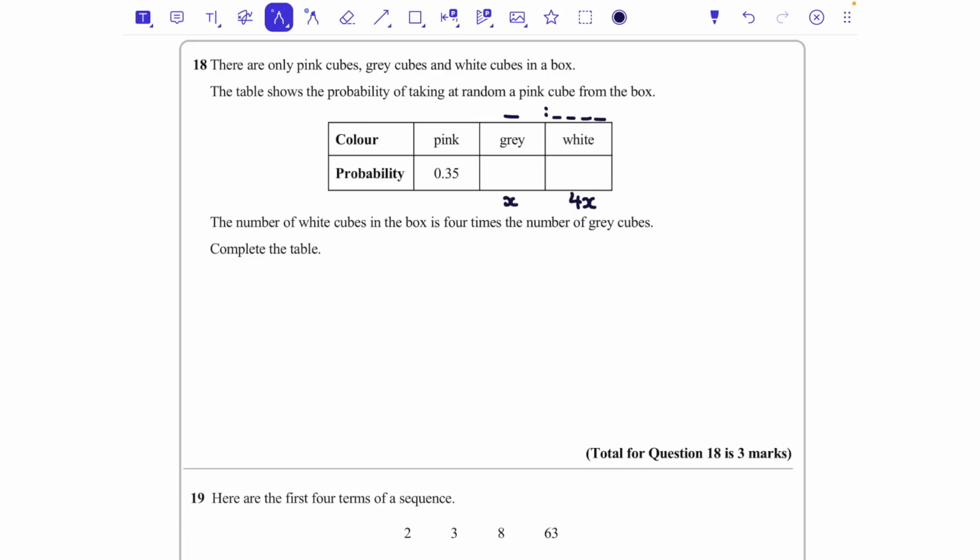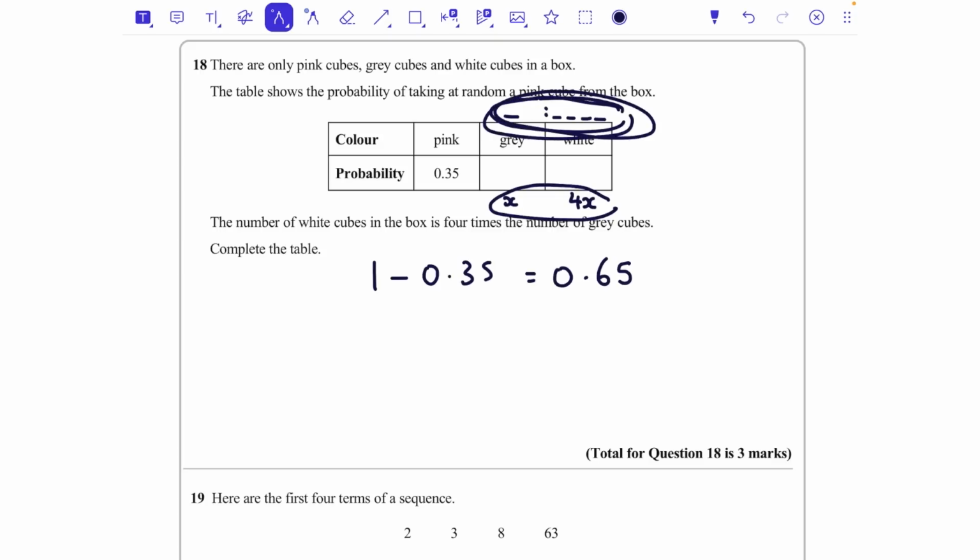Either way, what we need to do here is work out what probability is left and divide it into 5 equal sections so that we can spread it between the grey and the white so that the white is 4 times bigger. So we know that probability adds up to 1. 1 take away 0.35 is 0.65. So I need to take 0.65 and share it over these piles. So 0.65 divided by 5 is 0.13.